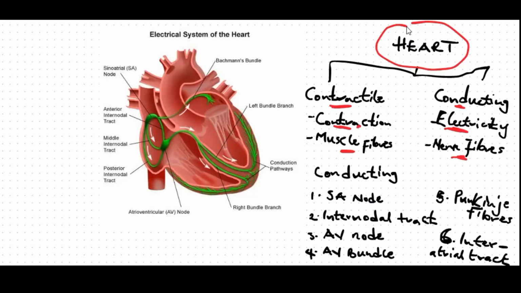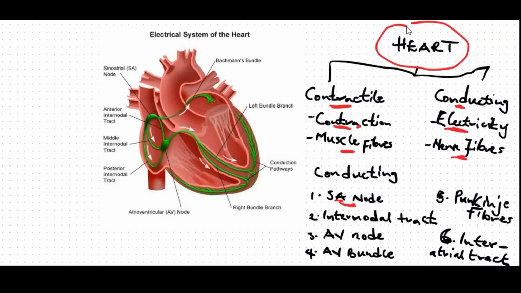So what are the components of the conducting system? We have the SA node, SA meaning sinoatrial. We have the internodal tract, internodal, so between, for instance, between different houses. So internodal tract between two nodes. Then we have the AV node, AV, atrioventricular, at the junction of your atrium and your ventricle. Then we have your AV bundle, your Purkinje fibers, and the interatrial tract, also known as Bachmann's bundle. So this is what we're looking at today.